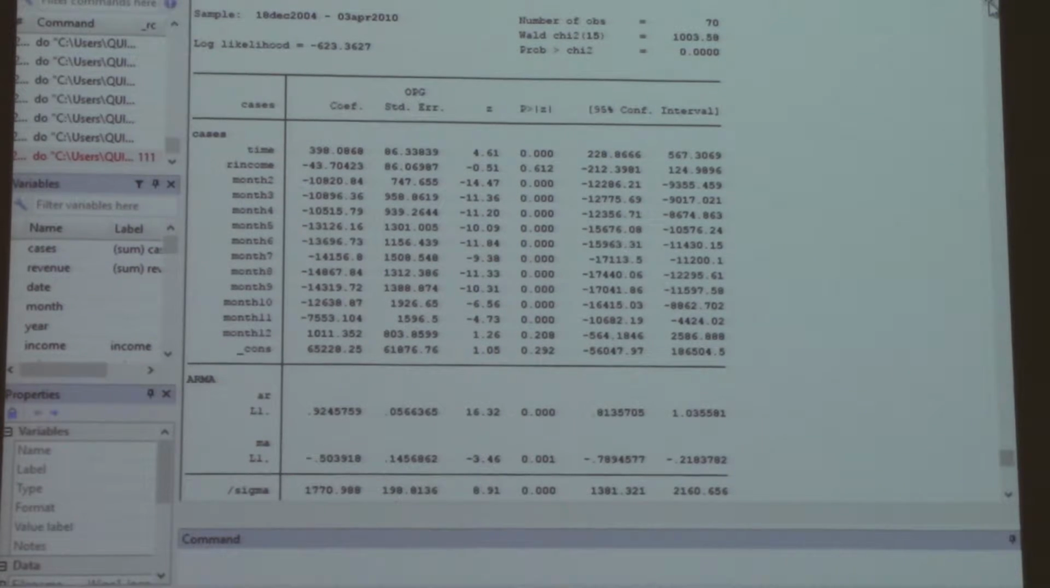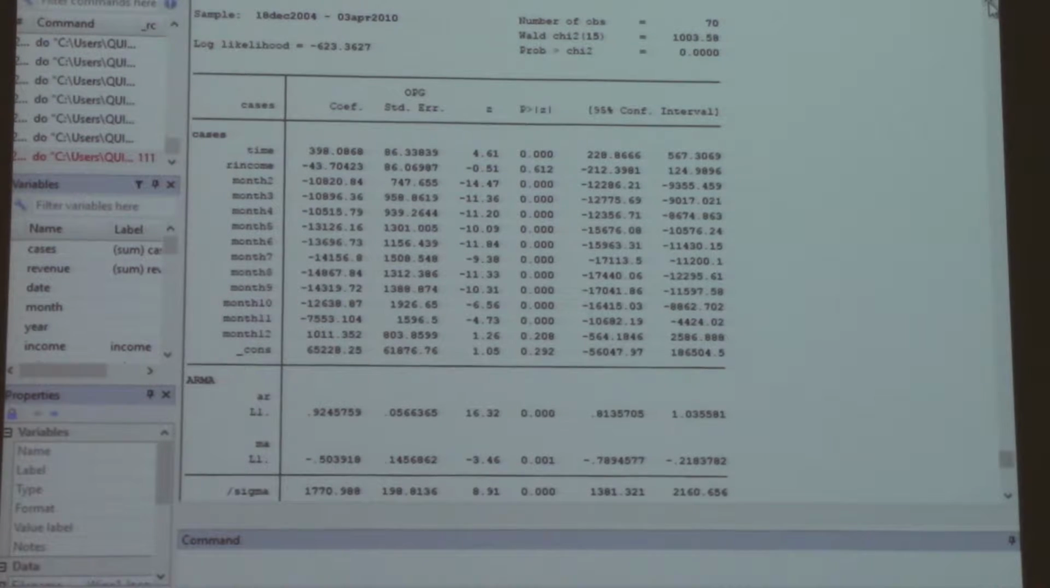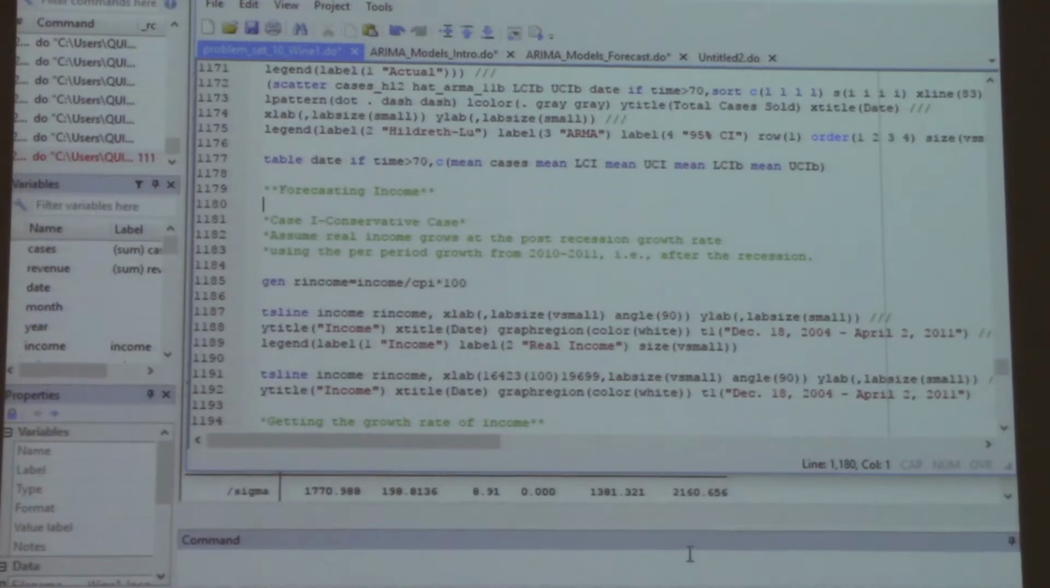Hence the dynamic nature of the prediction. This is one of the reasons why people use ARMA models, because it's too hard to predict for all of your independent variables. Although we shouldn't have too many independent variables to begin with. But the one that we're going to have to deal with is real income. So what do we do? We have to make some assumptions.